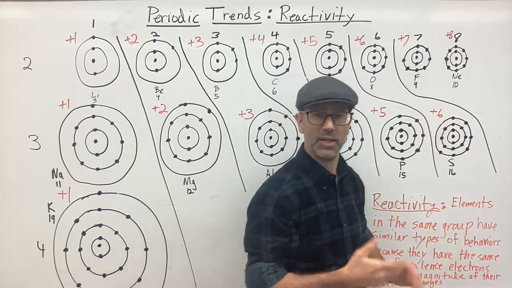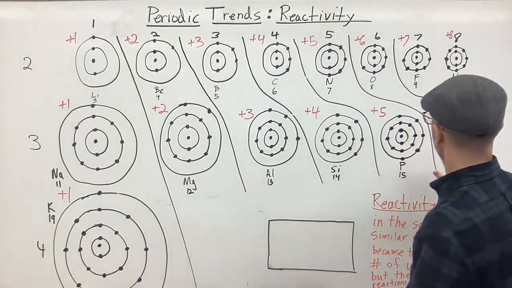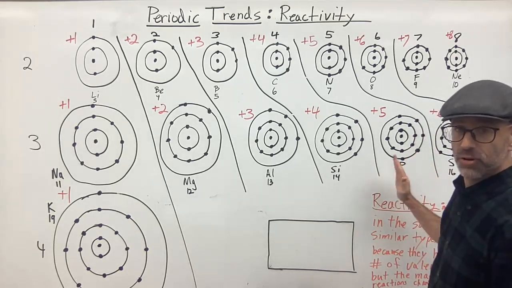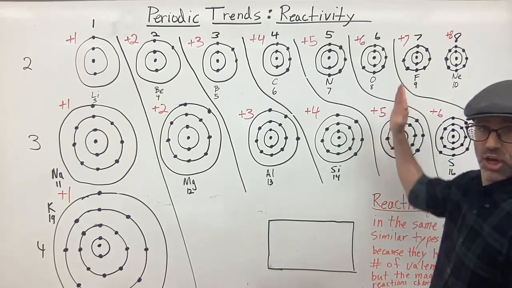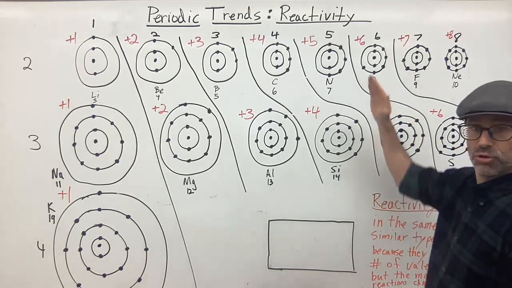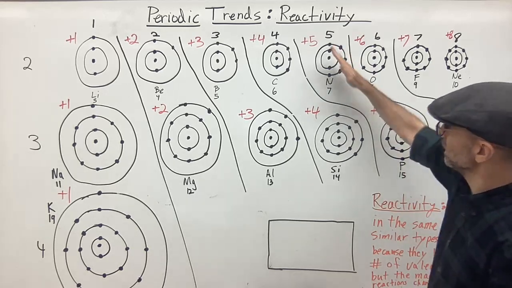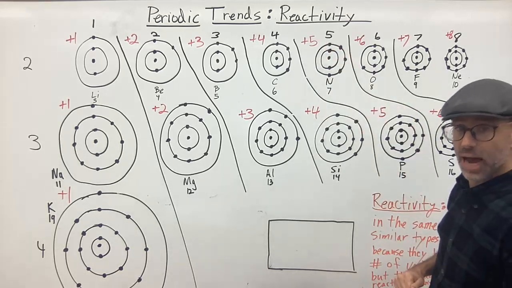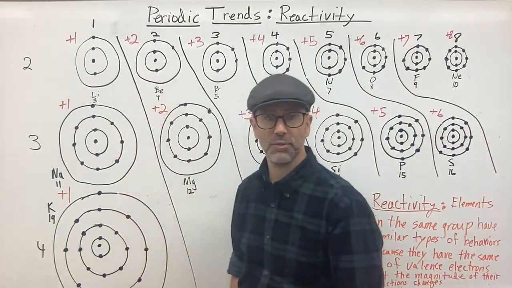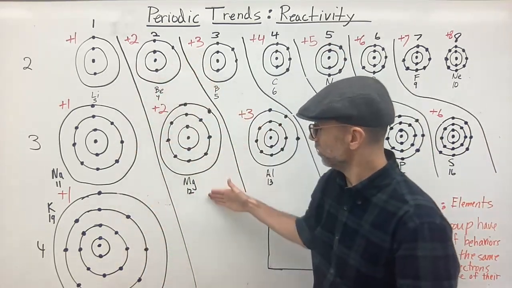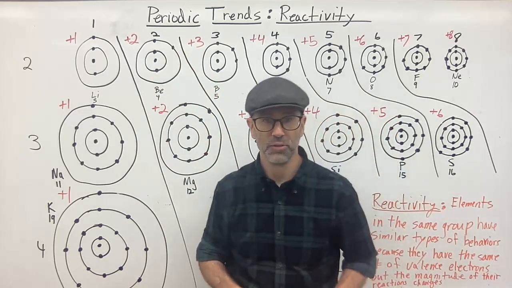So with that in mind, we can understand why the nonmetals, their reactivity increases going up the group. So going up a group, reactivity increases for the nonmetals. Going down a group, the reactivity increases for your metals. So they're opposites of each other for that reason.